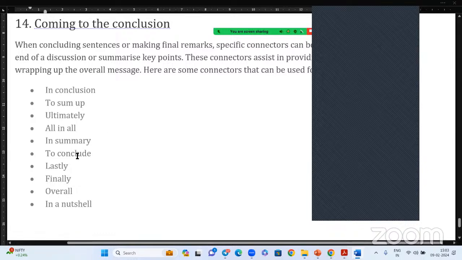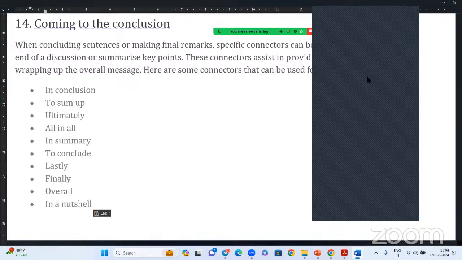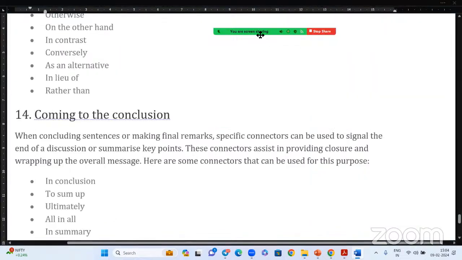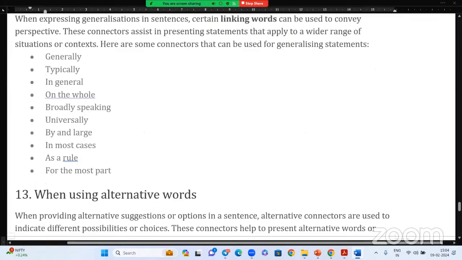Ultimately, finally, overall, conclusion. So this you can use in speaking also, right? Firstly, secondly, don't use. Yeah, you can use in speaking, Fatima. Don't use in writing. Yeah, that's all regarding this.